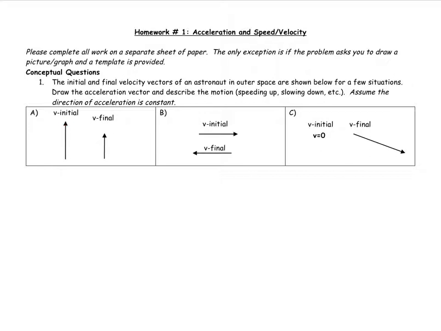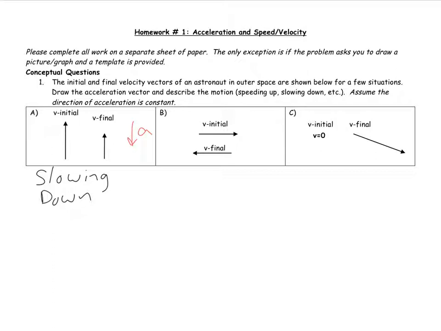We see here that initially the object is traveling up, in this case it's an astronaut, and our final vector also shows the object traveling up, but it is shorter, which means our object is slowing down. That shorter vector indicates that. And if we're thinking about the direction of that vector, since it's slowing down, it must be opposite the motion of the object, so it's going down.